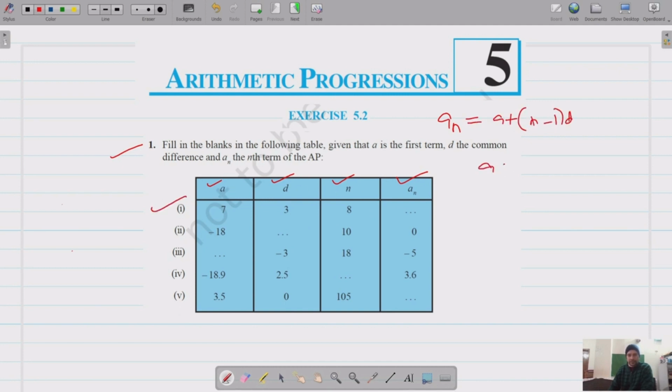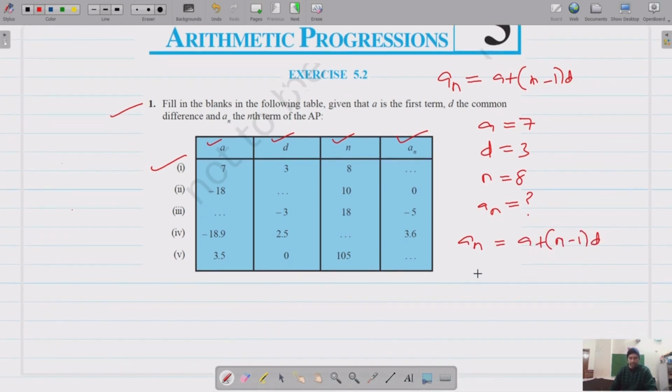So our first one is a is 7, d is 3, n is 8, and the nth term is missing. The nth term formula is a plus n minus 1 into d. So I will just write down 8 here: a is 7, plus n is 8 minus 1, d is 3. That gives me 7 plus 7 into 3, which is 21. So 7 plus 21 is 28. So the answer for this is 28.